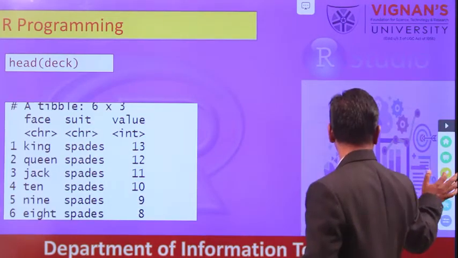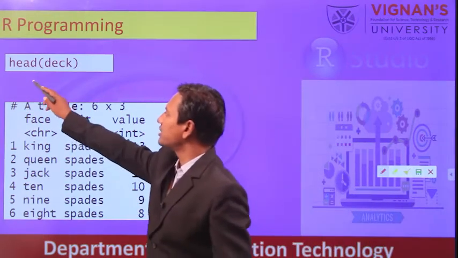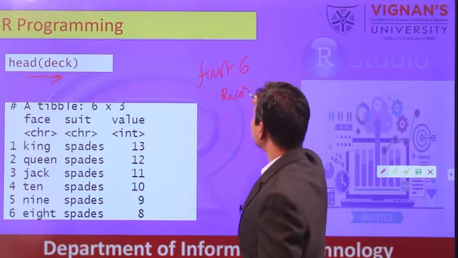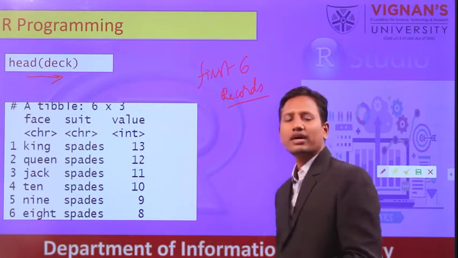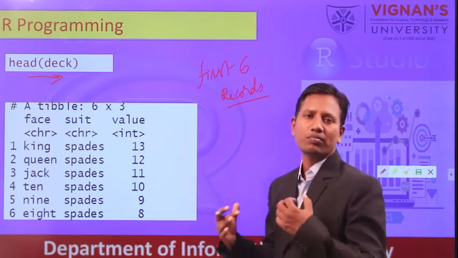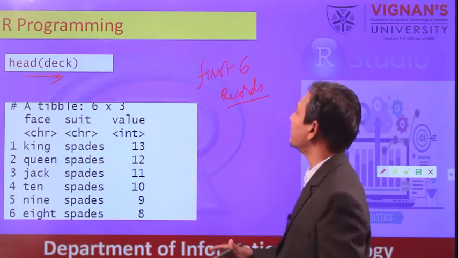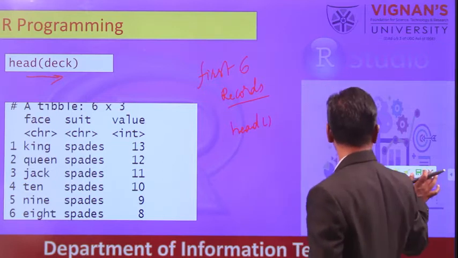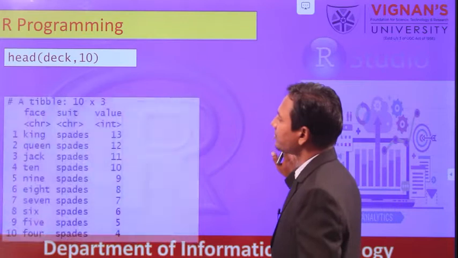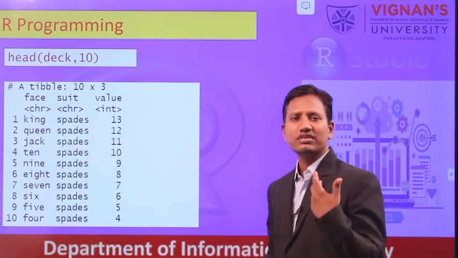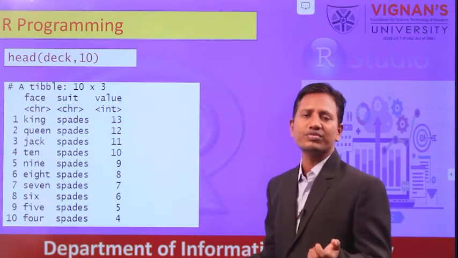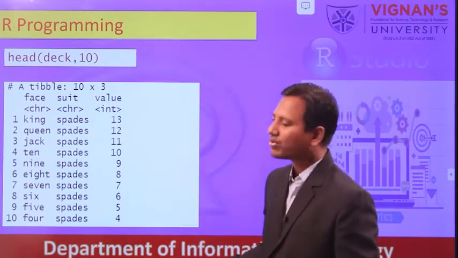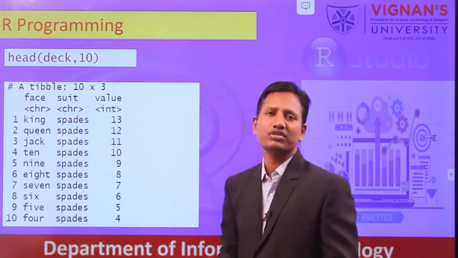So we have a function called head. This head function is going to show us the first 6 records. After loading the data, if I want to check whether the records are loaded properly or not, we have a function called head. So this head function is going to return the first 6 records. Here, the head default value is 6. But if you want to see more rows, you can mention that value. Here I have mentioned 10. So it's going to give us the first 10 records.